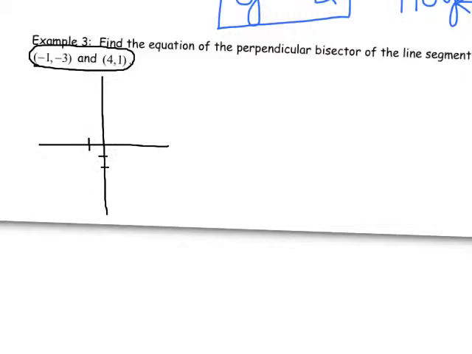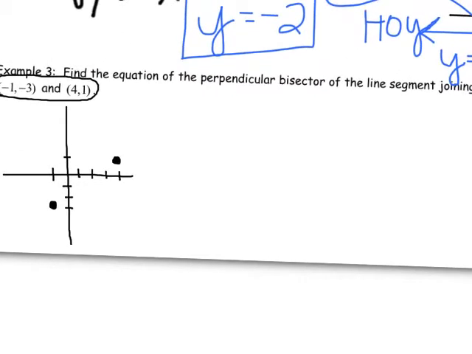-1, -3 is here, and 4, 1 is here. So let's read it again. Find the equation of the perpendicular bisector of the line segment joining the points -1, -3, and 4, 1.